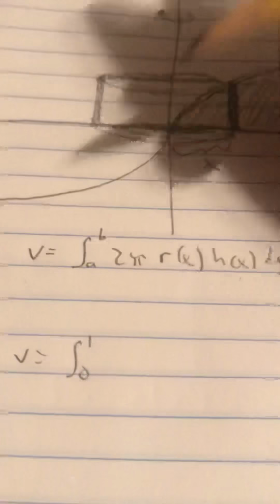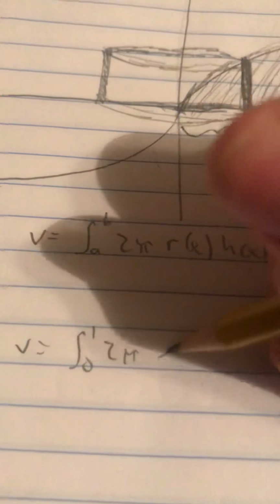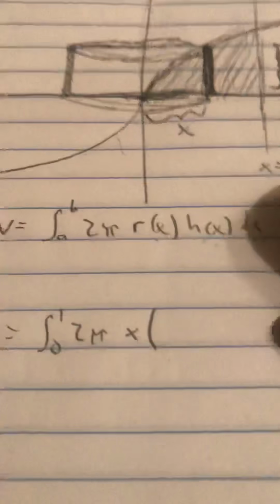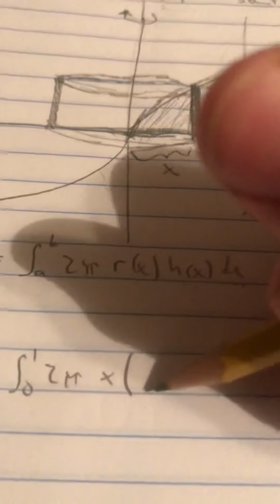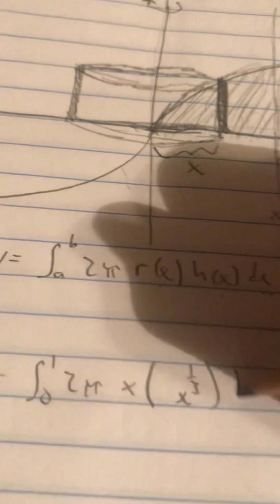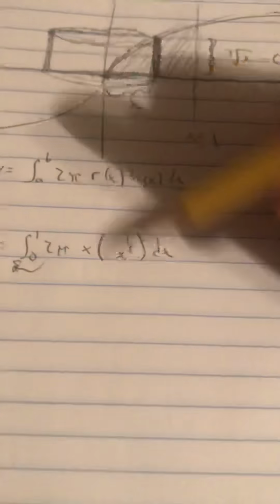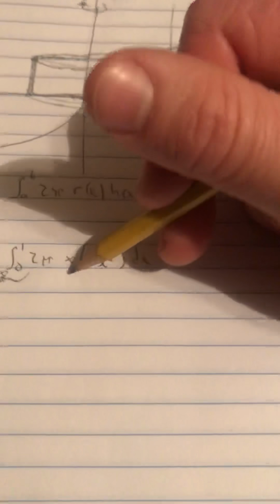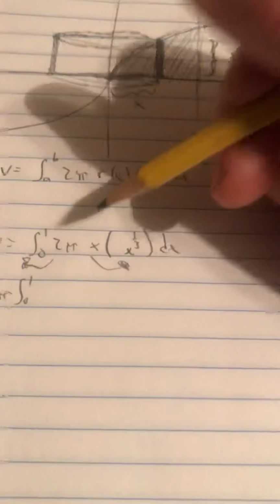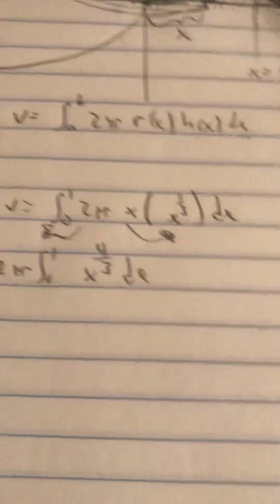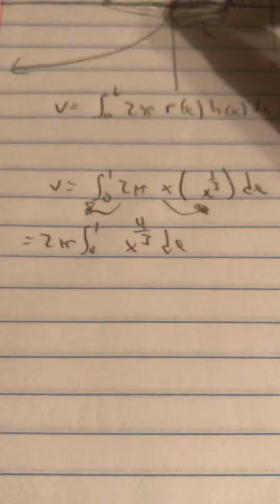As the integral goes from 0 to 1 of 2 pi times our radius, which is x, times our height, which is the cube root of x, which is the same thing as x to the 1/3, times delta x. So I'm going to move the 2 pi out front, because it's just a constant, and I'm going to multiply the x in. So I have 2 pi, the integral from 0 to 1 of x to the 4/3 delta x.